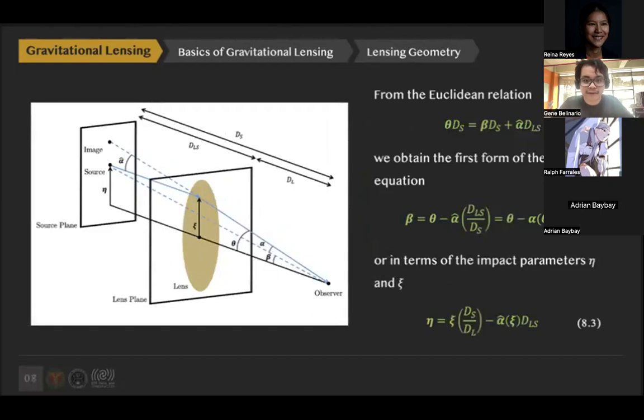Now, from this lensing geometry, we can obtain a Euclidean relation as described by equation 8.1. This is valid because we expect that the angular positions are very, very small. So here we are in the small angle regime. From equation 8.1, we can obtain the first form of the lens equation, which is simply given by beta equals theta minus alpha of theta. Or we can re-express this in terms of the impact parameters eta and xi as follows in equation 8.3.